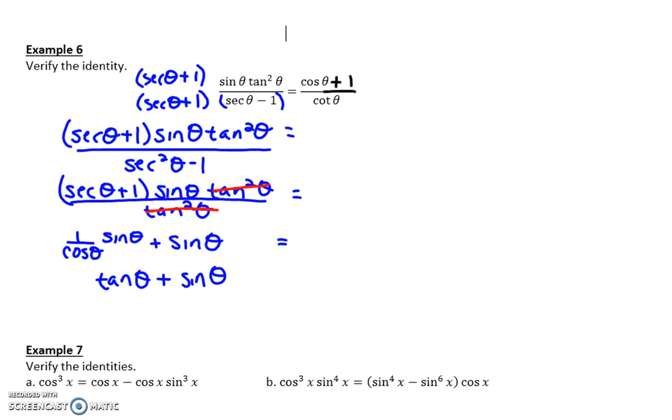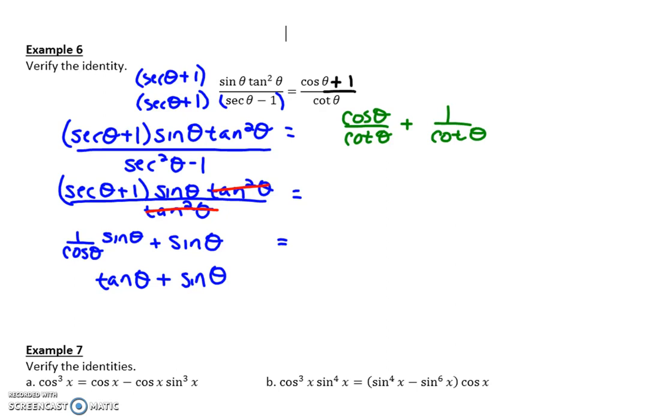Now that's pretty simplified. It's not quite the other side yet. So let's take a look at the other side. Notice I didn't do both sides at the same time, but now I'm going to try working through the right-hand side to see if I can manipulate that a little. So I'm going to break apart my numerator to make that cosine of theta over cotangent of theta plus 1 over cotangent of theta. Ooh, that's looking good, because on my left-hand side I have a tangent of theta, and on my right-hand side I have a 1 over cotangent of theta, and that is the same thing.